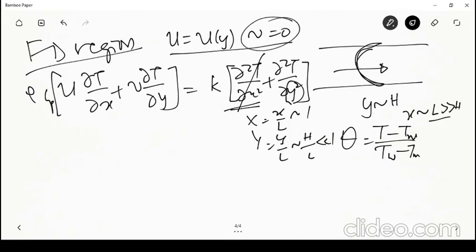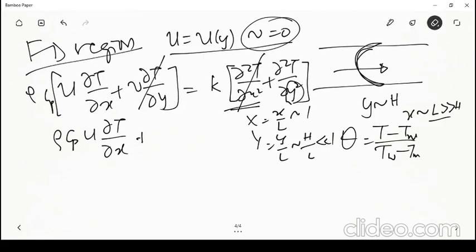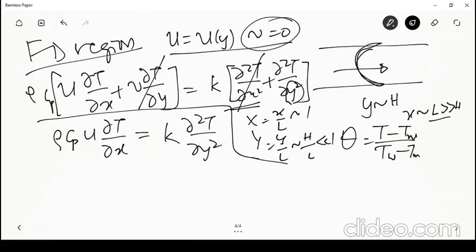So I can drop the second gradient term on the right hand side because it is small as compared to the other term. On the left hand side, I know v is 0, so this term gets struck out. So this equation becomes ρCp into u ∂T/∂x is equal to k ∂²T/∂y². This equation is now simplified by neglecting one term on this side and one term on this side.